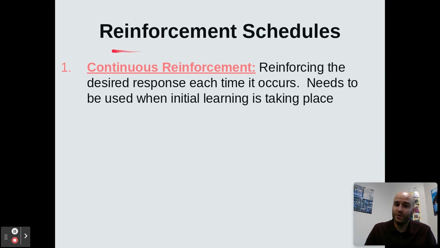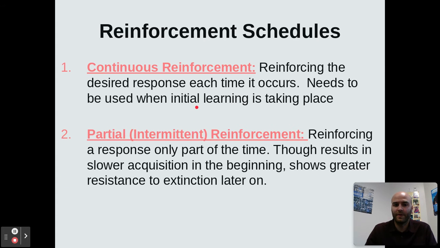So you have continuous reinforcement, reinforcing the desired response each time it occurs. This needs to be used when initial learning is taking place. When you're trying to potty train a child, right, you give them a reward every time they correctly use the toilet and not their diaper. Right? That continuous reinforcement is going to start them on the right track.